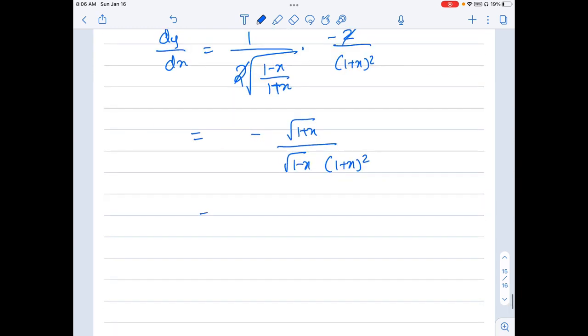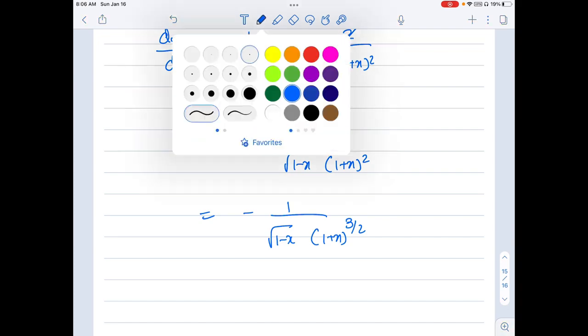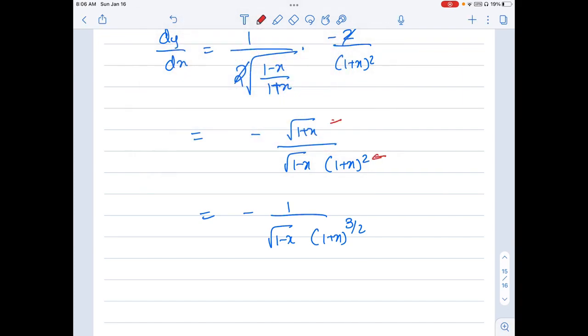Then square and square root will cancel one time, and you will be getting root 1 minus x, and 1 plus x, 2 minus 1 upon 2 is 3 upon 2. What is that? This is 2 over here, this is 1 upon 2 over here. 2 minus 1 upon 2 is 3 upon 2.